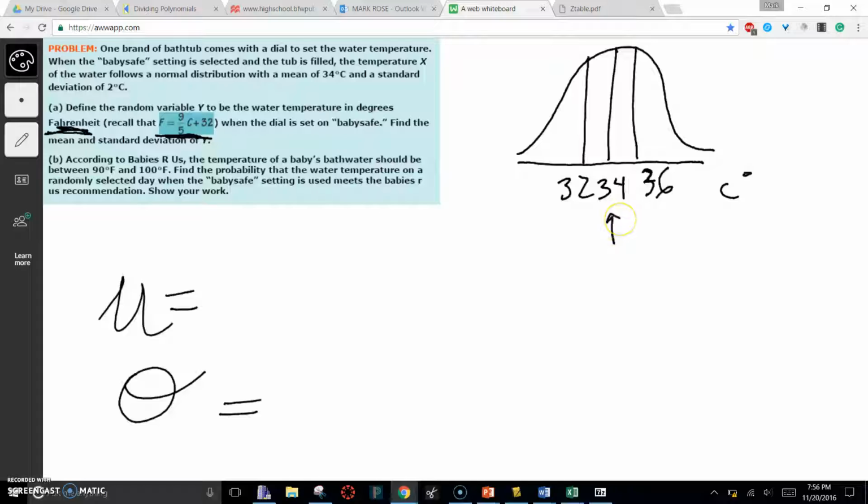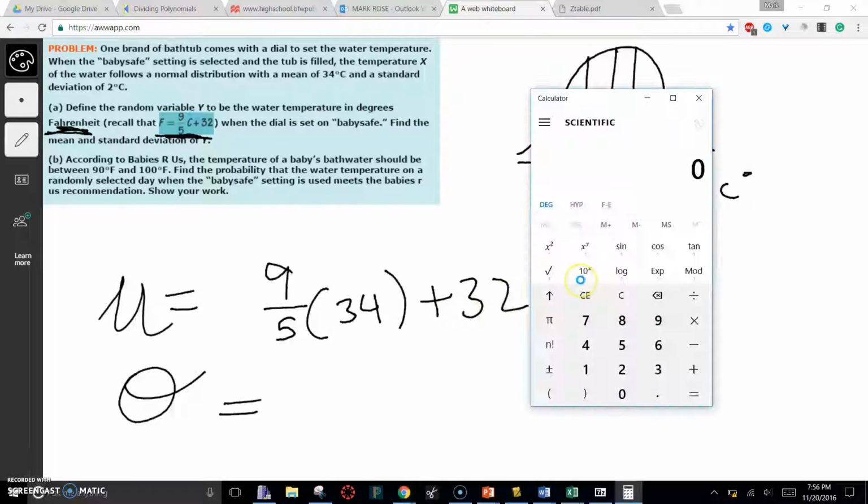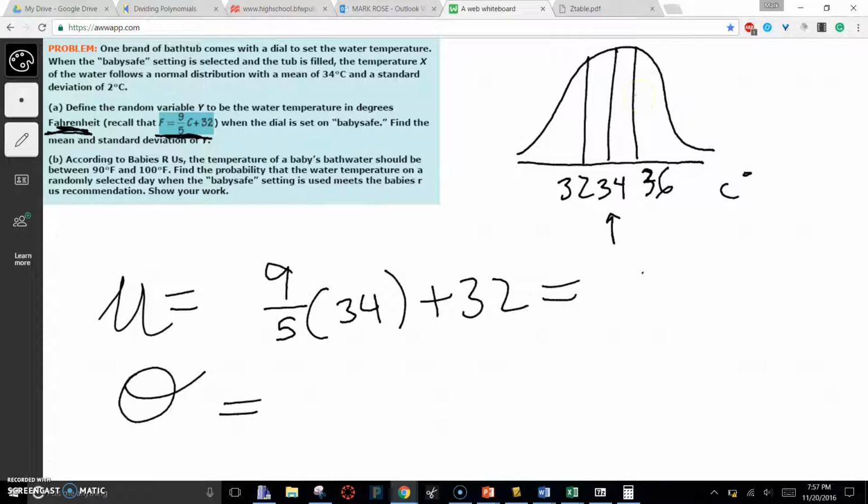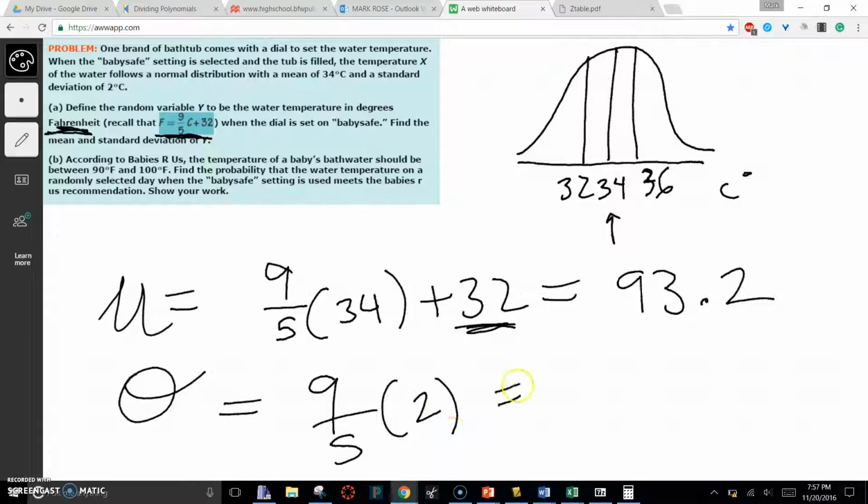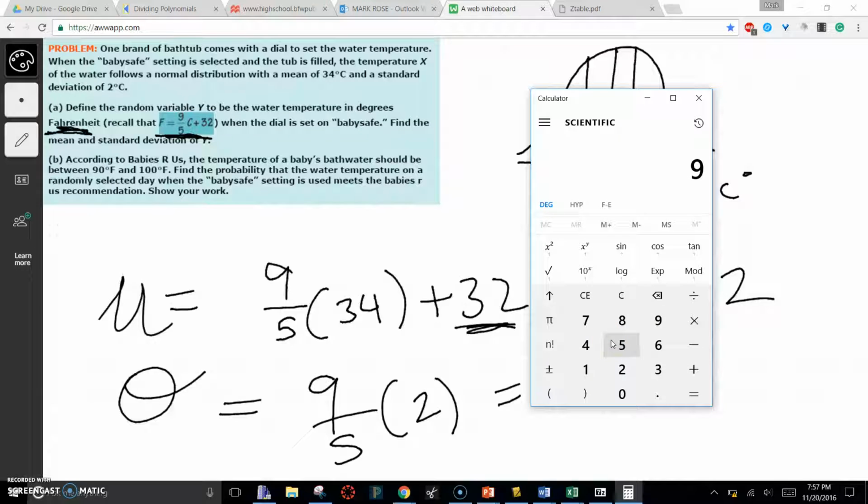So let's think about what that would do to our different things. Our mean would be affected by both the multiplication and the adding. My new mean would be 9/5 times 34 plus 32, and if we do that, we would get a mean of 93.2. My standard deviation is going to be a little bit different because it's not going to be affected by the adding. It's only going to be affected by the multiplication. So we would have 9/5 times 2, and that would give us 3.6.